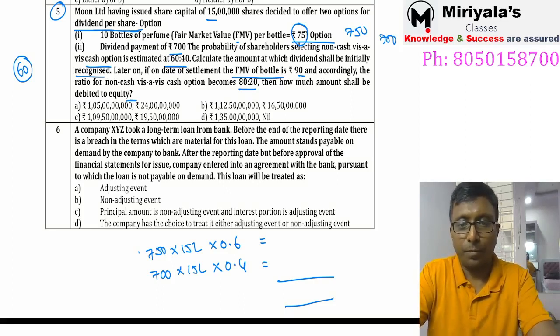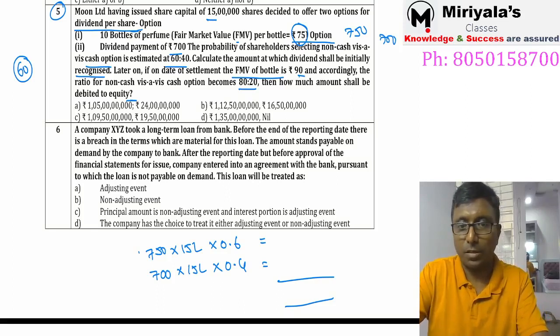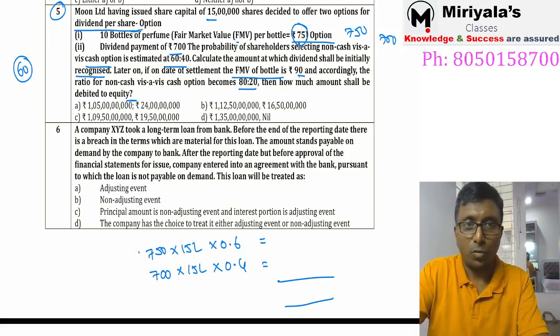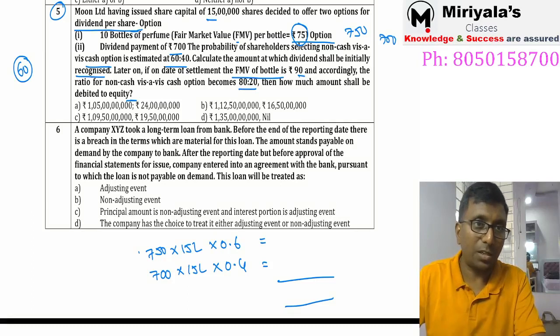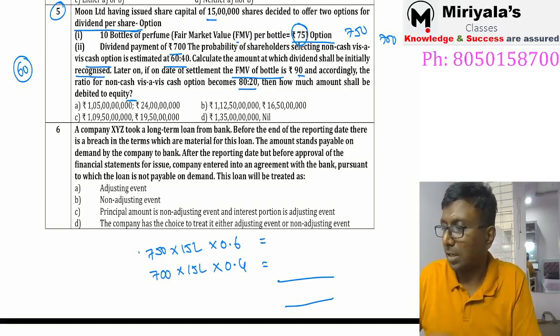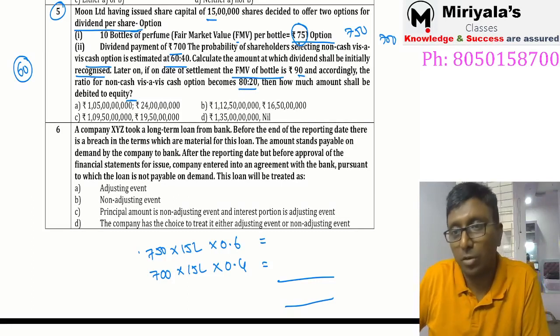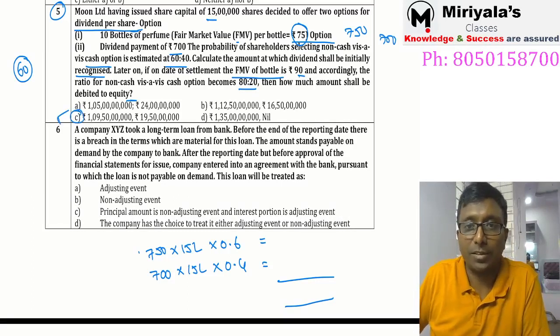750 and 1, 2, 3, 4, 15 lakh, and 0.6. So this into this, that is coming to 67.5. First number, yeah, 109.5. That's from the first one. If you get to know, that itself is clearing. Yes, your answer is 109.5. That is nothing but C. Your answer is perfectly all right.